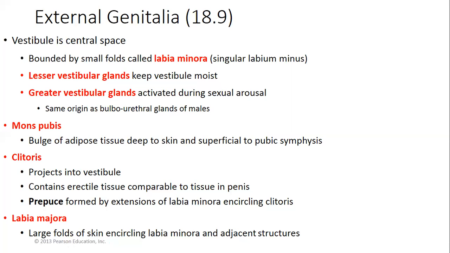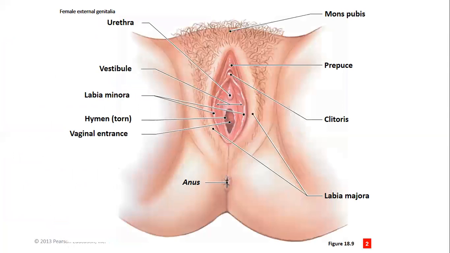The external genitalia, the mons pubis, is a bulge of adipose tissue deep to the skin and superficial to the pubic symphysis, where your pubic bones come together. And then the clitoris is what projects into the vestibule, and it contains erectile tissue comparable to the erectile tissue in the penis. And the prepuce is formed by extensions of the labia minora that encircle the clitoris. And the labia majora are larger folds of skin that encircle the labia minora and all the adjacent structures.